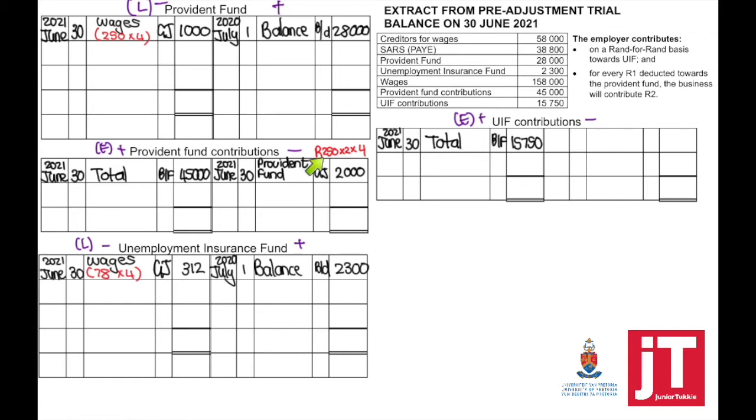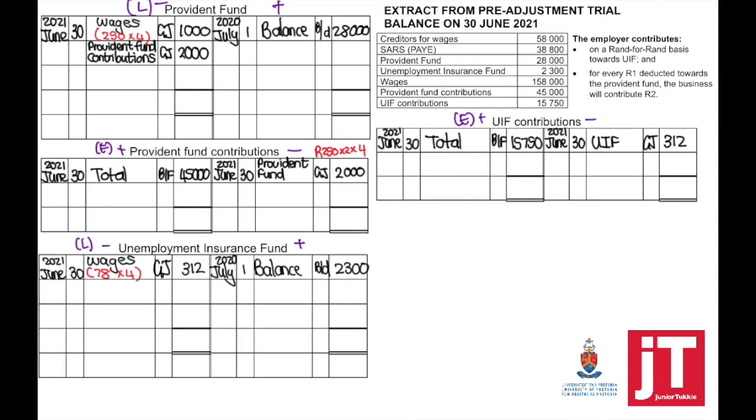We have to say 250, because that is what is deducted, times 2, because for every 1 rand deducted, 2 rand is contributed. And how many employees do we have? We've got 4. So the Provident Fund contribution is credited, account debited, the Provident Fund, our liability, is going to decrease. The UIF contribution, it's on a rand for rand basis, which means if 312 is going to be deducted, it means that 312 will be contributed.